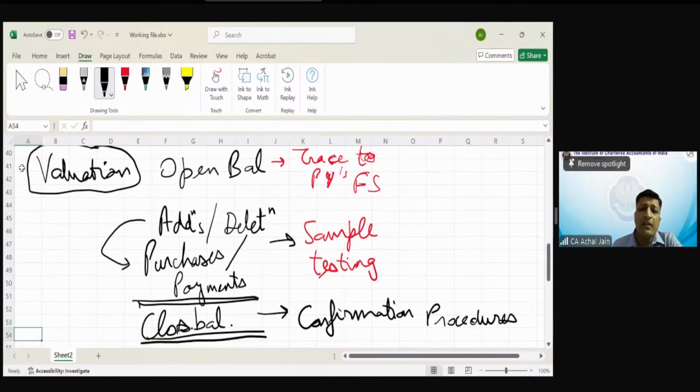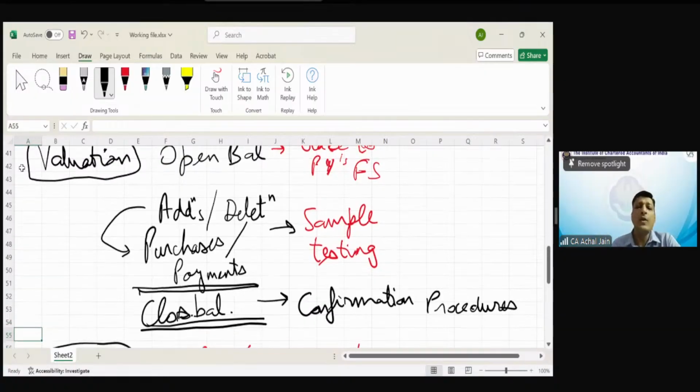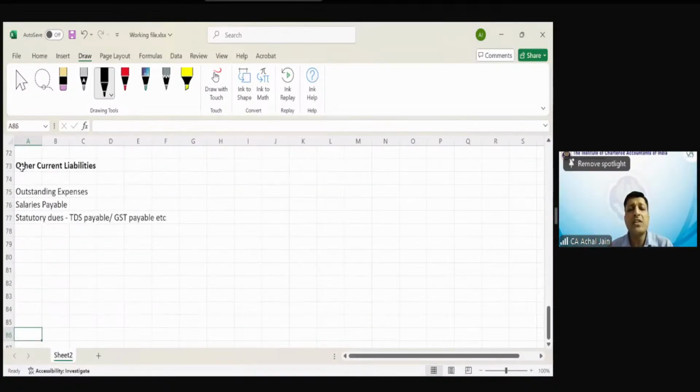And then on the closing balance, you will perform certain procedures which could be in respect of looking at the management process. In terms of management process, you will check how these liabilities have been recorded, whether they have been completely recorded or not. Now, in respect of TDS payable and GST payable, once again, you'll check on a sample basis whether TDS has been appropriately deducted and whether GST has been appropriately charged.